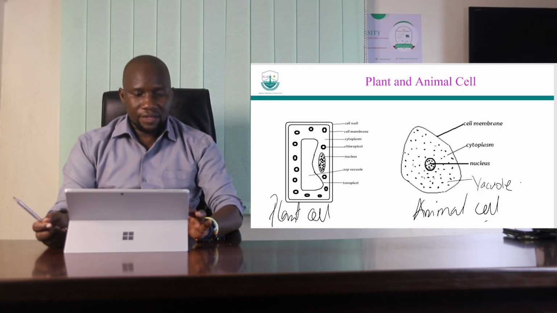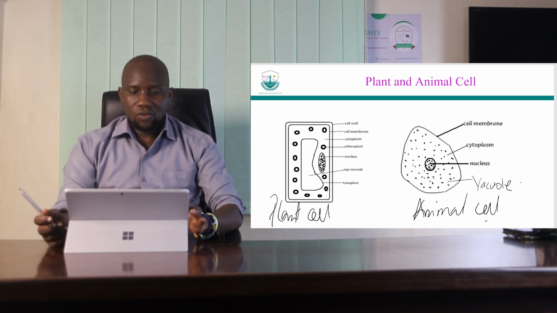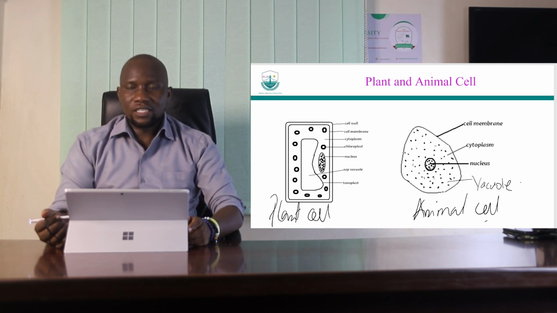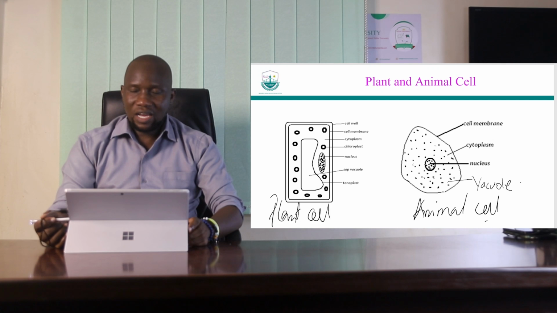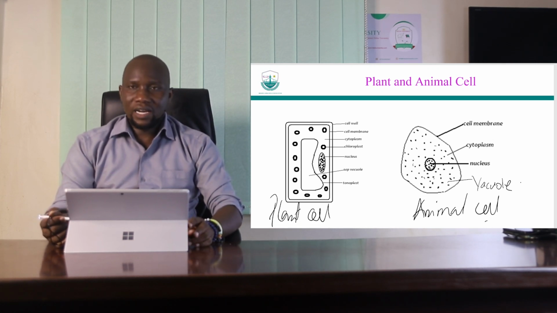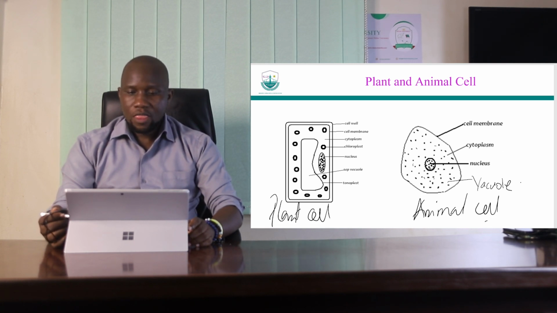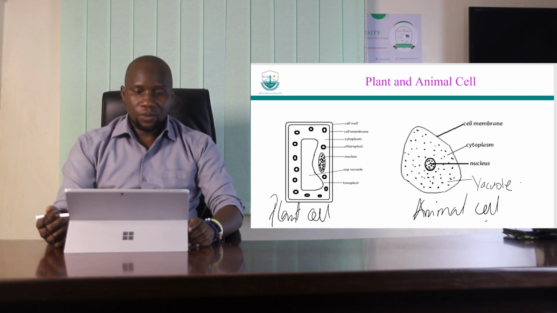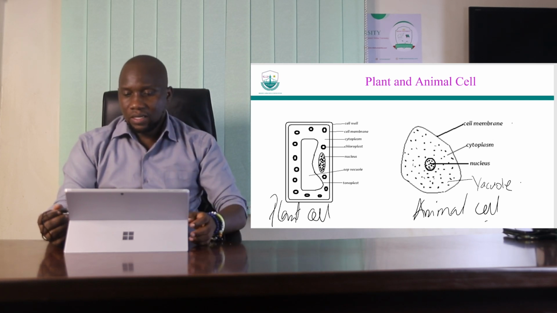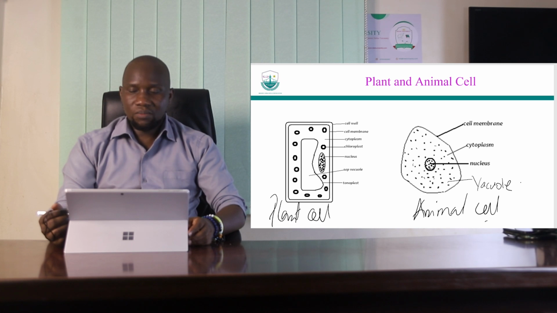So let's check what is in this very diagram. You can see that all the parts that the animal cell has, the plant cell also has. But there are parts that the plant cell has, but the animal cell does not have. So let's look at those that both the animal cell and the plant cell have: the cell membrane, cytoplasm, nucleus, and vacuole, 4 parts.